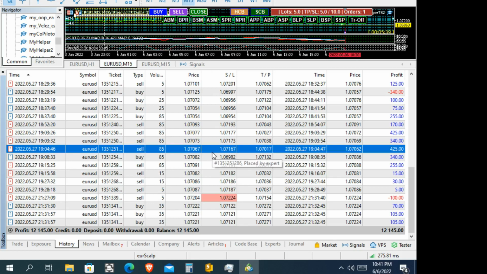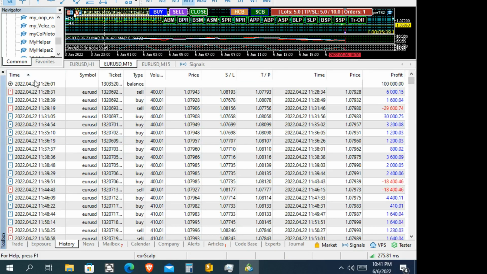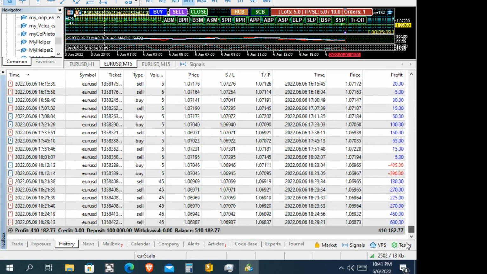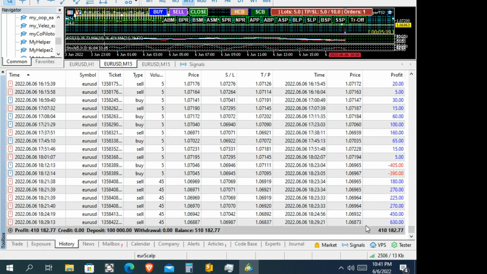And so my total profit, let me show you my total history. I started trading this on April the 22nd. Today is June the 6th. The total profit that I've earned on this account for basically a month, this is end of April, so for like one month of trading, $410,000. So this is just so you can see what I'm doing. And yes, I lose some trades, but I win more than I lose.